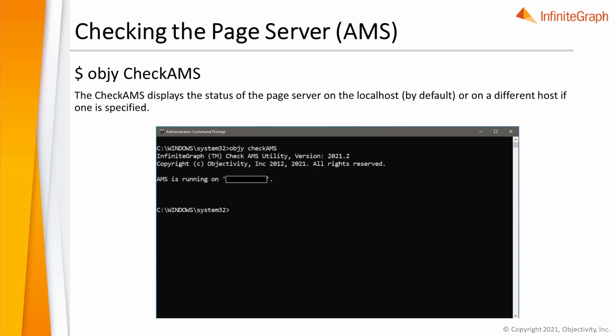We can use obj_check_AMS to see if the page server is running. Here, since AMS is running, the check_AMS command tells us that AMS is running on, followed by the name of the host.